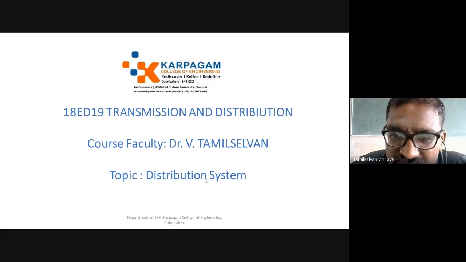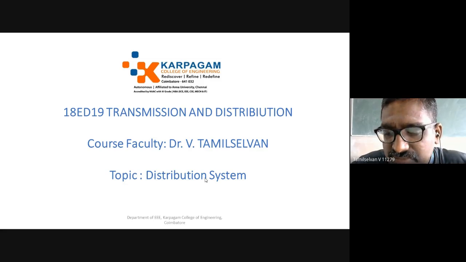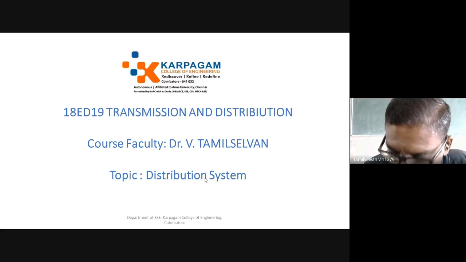Next, apart from that, we covered the important components like the insulator, what an insulator is, what string efficiency is, and the different types of towers we are using in our transmission and distribution system. Today's session, we are going to see about our distribution system.